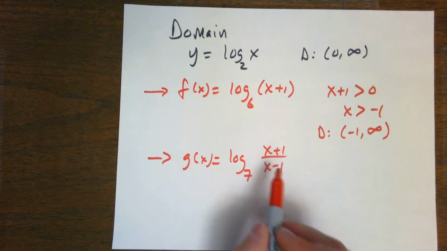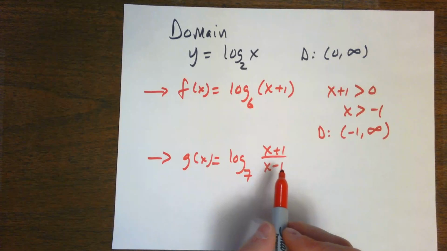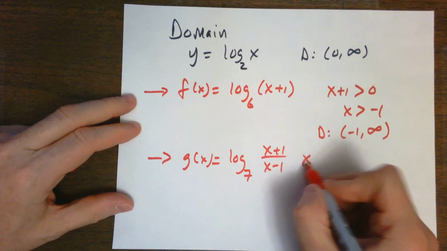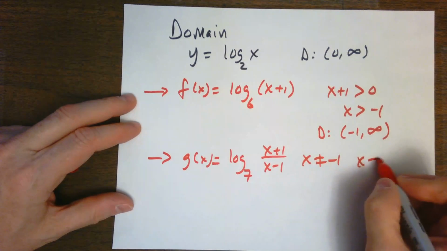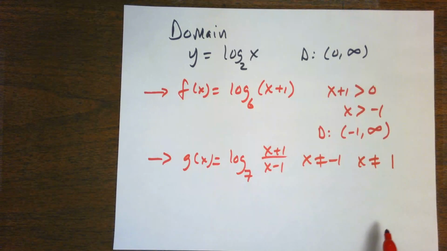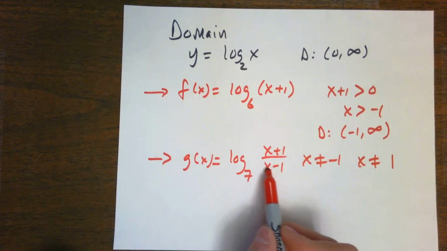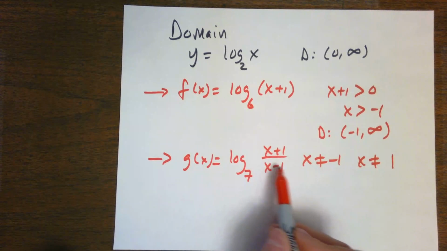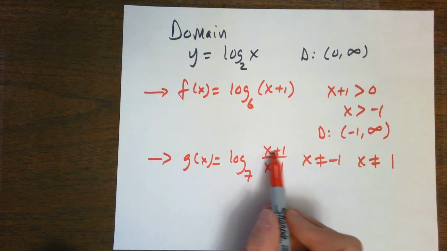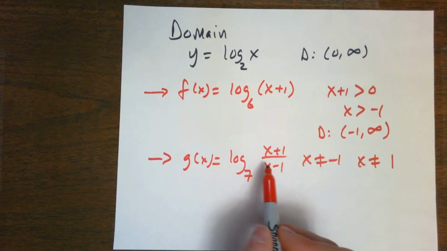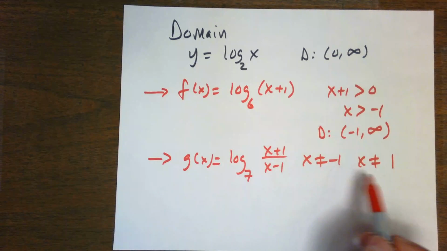I can't have negative 1, and I can't have positive 1. So right off the bat, I know that x cannot equal negative 1, and x cannot equal positive 1. It can't equal positive 1 because it would be undefined. I'd have 0 in the denominator. It can't equal negative 1 because negative 1 in the top would give me 0 over negative 2, which is 0, and you can't take the log of 0. So I can't have those values.